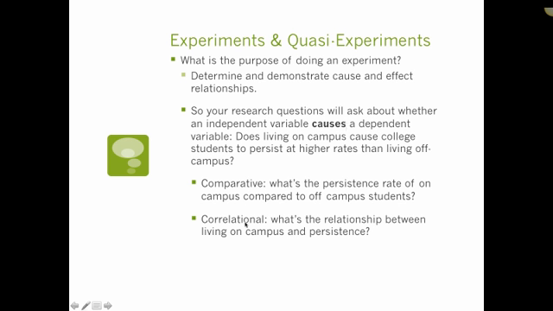In terms of another way you could get at this same idea, a correlational research question would look at the relationship between living off campus and persistence rate. So looking at the correlation or the relationship between those two variables. But again, a correlational research design would not allow you to get at that idea of causality. So there are a few extra design elements you need to add if you actually want to make causal conclusions about relationships. And so I'll get at that logic right now.